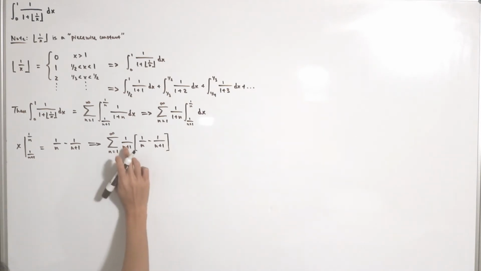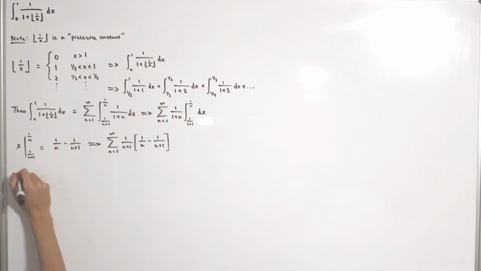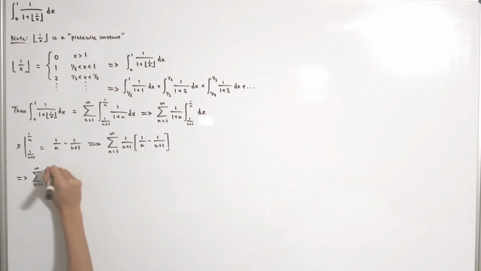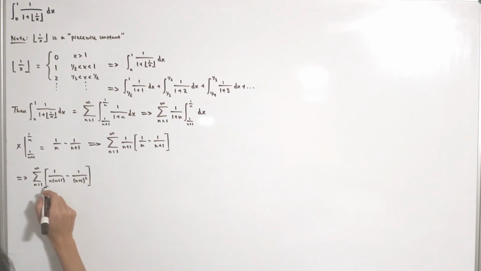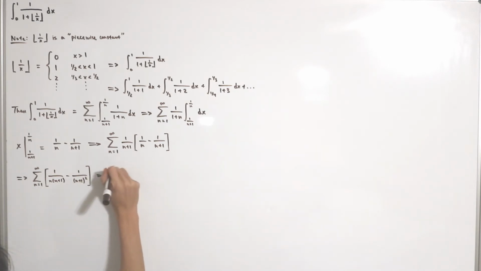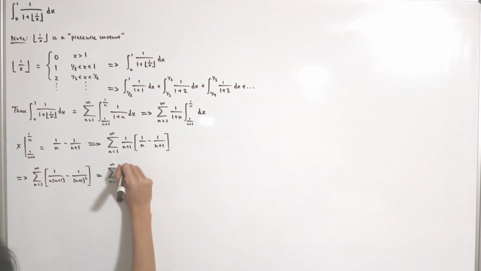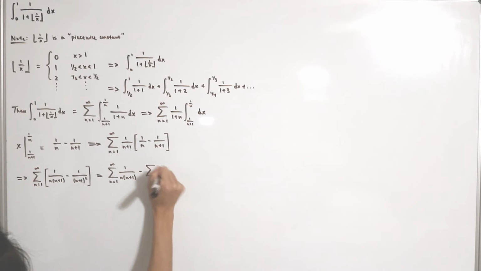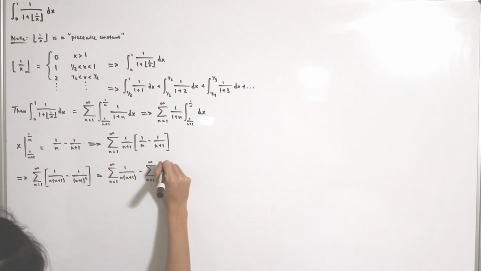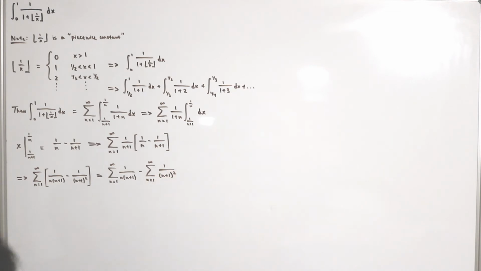Now we can just distribute our 1 over n plus 1 into the brackets. Rewriting this, it is 1 divided by n times n plus 1, minus 1 divided by n plus 1 squared. So now all we have to do is evaluate our series. Let me express this as two series: the infinite series from n equals 1 of 1 over n times n plus 1, minus the infinite series of 1 over n plus 1 squared. Now we just have to evaluate these series.